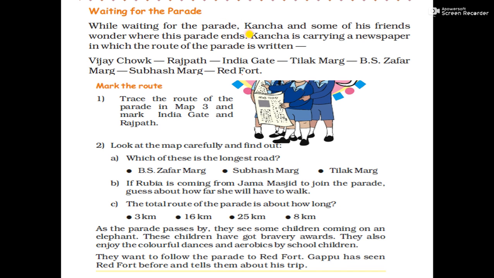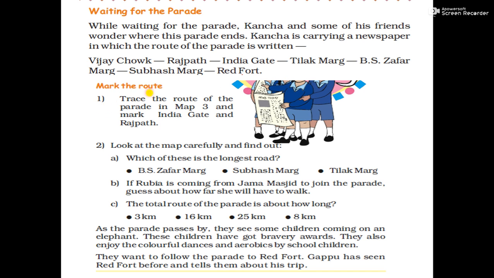While waiting for the parade, Kancha and some of his friends wonder where this parade ends. Kancha is carrying a newspaper in which the route of the parade is written. Vijay Chowk, Rajpath, India Gate, Tilak Marg, B.S. Zafar Marg and Subhash Marg and Red Fort. This is the route the parade will take.